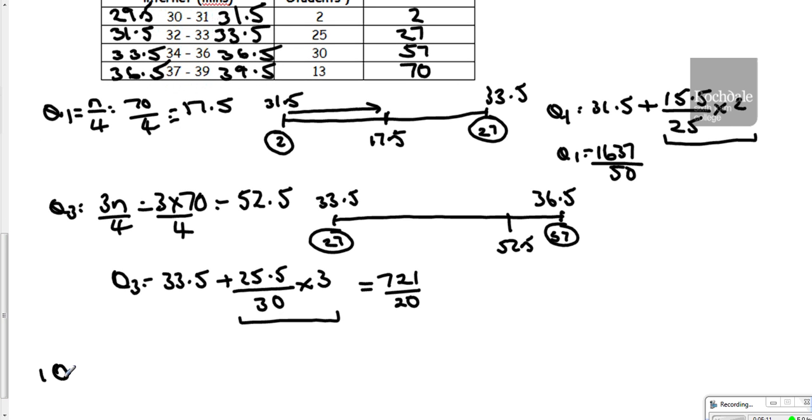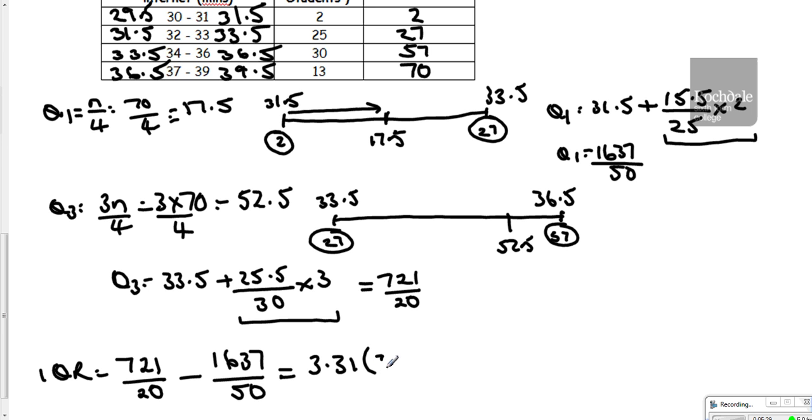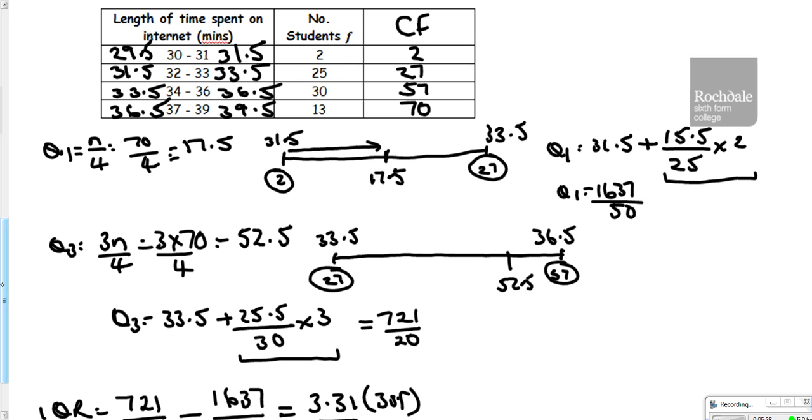So the interquartile range then is the upper quartile, Q3, minus the lower quartile. Got these as fractions. And if you type that into your calculator, we can now turn it into a decimal because we're just rounding off at the end. It works out to be 3.31 to 3 significant figures. And again, that interquartile range doesn't tell us much on its own, but if we were to compare it with another set of data, we'd make sure that we could see which one was biggest and which one was smallest. And that's the purpose of calculating it.